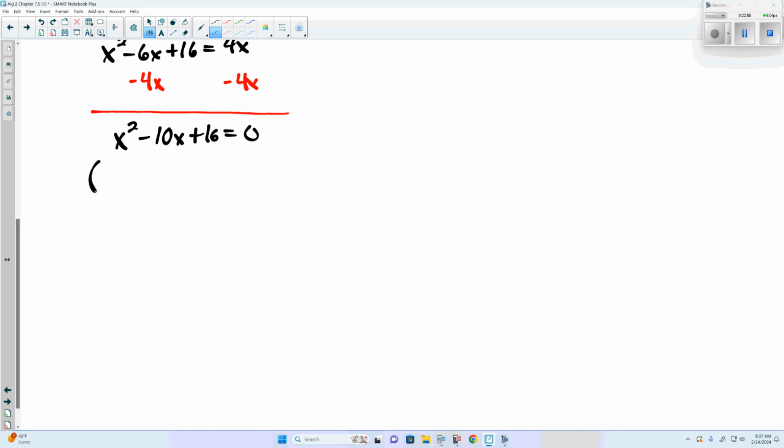Because if we factor this here, 2 sets of parentheses equals 0. Since our third term is positive, the signs are the same and match the sign in the middle term. Our factors of x squared would be x and x. Well, the factors of 16 that we want would be 2 and 8. Well, you might be saying, our answers were positive 2 and positive 8. We have minus 2, minus 8.